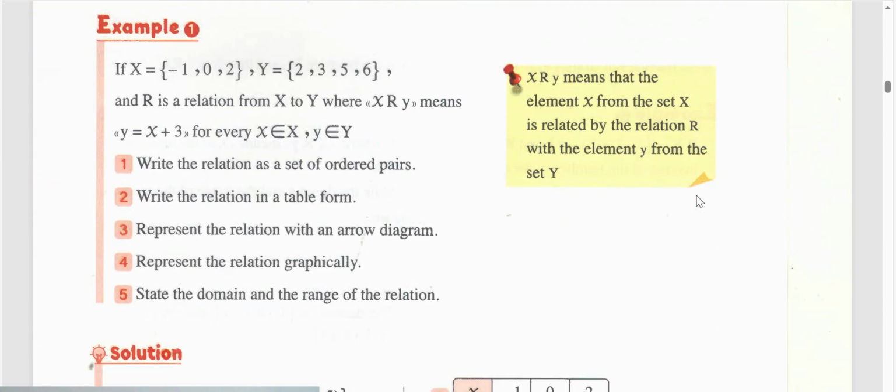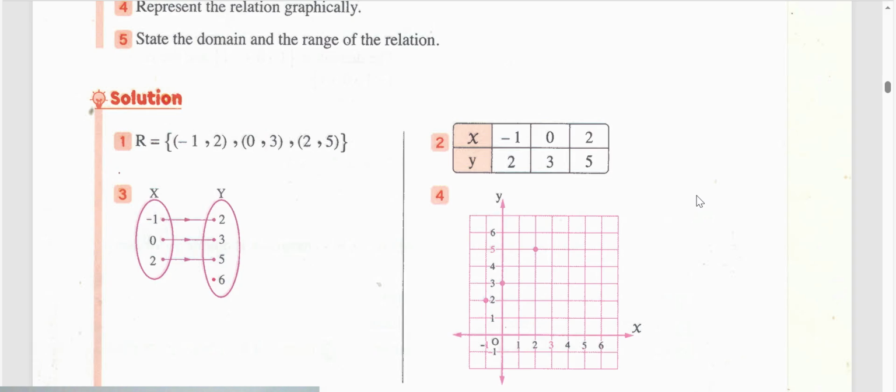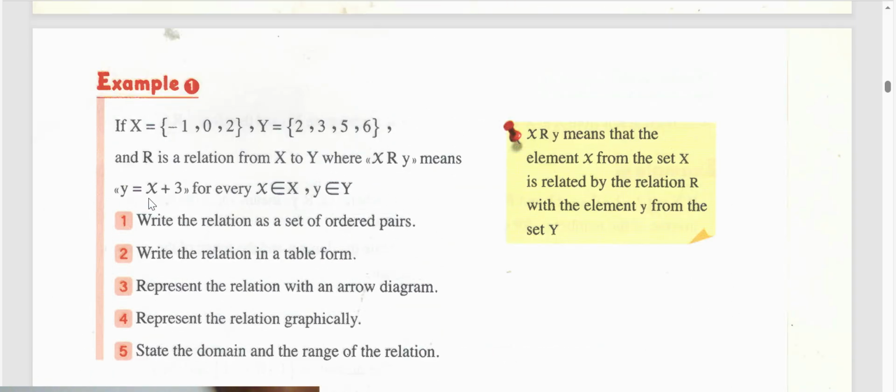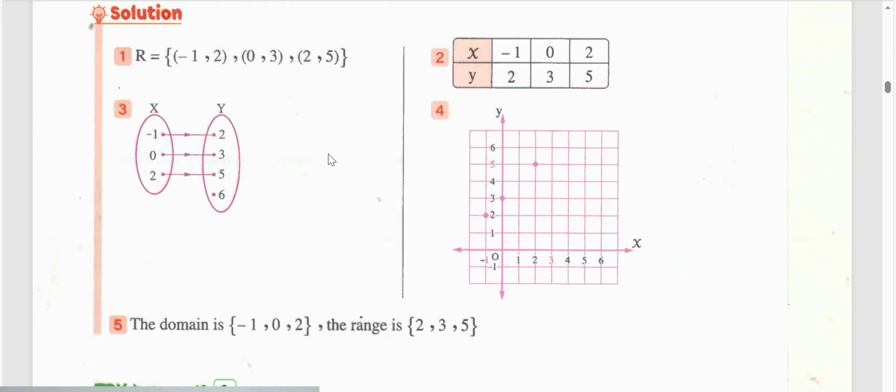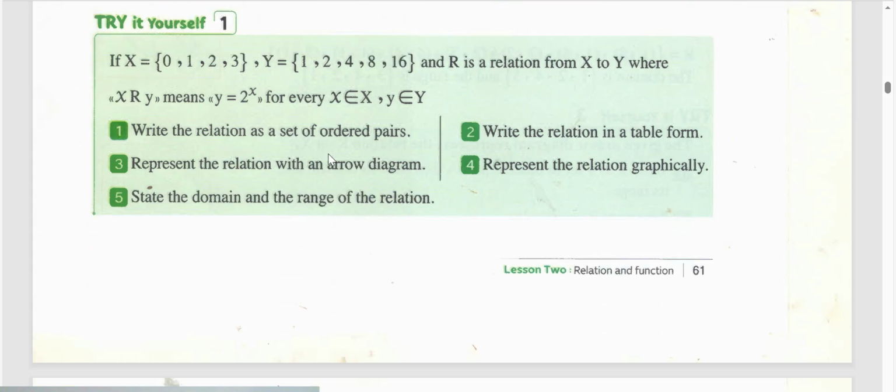We have an equation like this. We want to solve it between x and y, as x plus 3 equals y. Like -1 plus 3: what is the answer? -1 plus 3 equals 2 here. Then we have -1 and 2. Put 0 plus 3 equals 3, we have 0 and 3, and put 2 plus 3 is 5, we have 2 and 5. We can find the relation here. Try to resolve number 1.